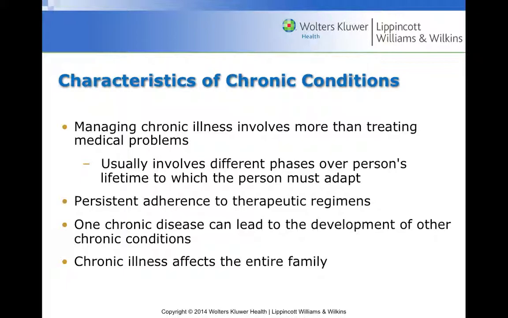Also note that chronic illness affects the entire family. Family life can be dramatically altered as a result of role reversals, unfilled roles, loss of income, time required to manage the illness, decreases in family socialization activities, and the actual cost of treatment. So when a person is diagnosed with a chronic condition, it does not just affect that person, but it affects everyone within that family unit.